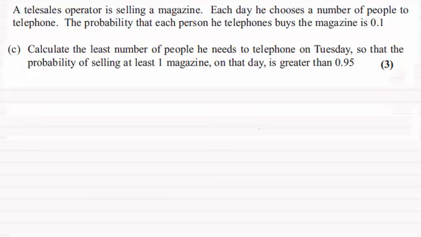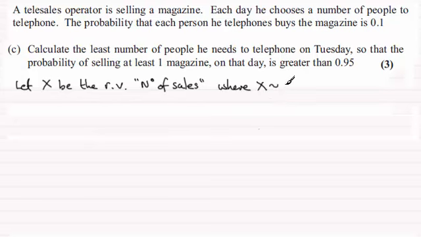Okay, welcome back if you had a go. So again, for this one, just like we've done in the previous parts to this question, I'm going to say let x be the random variable, and it'll be the number of sales. And for this one, we know that x is distributed binomially, but we don't know n. That's what we've got to find out in this question. We know the probability of making a sale, it's 0.1.